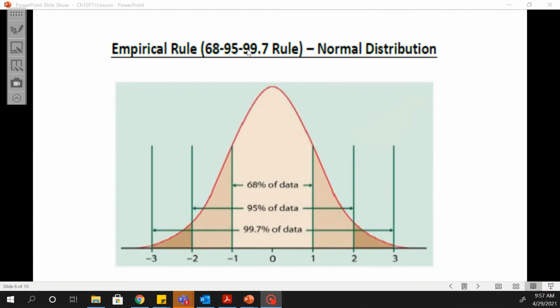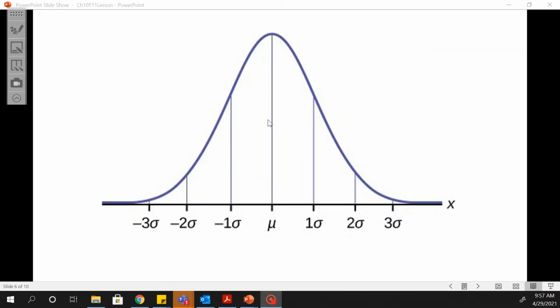This is called the empirical rule. It's the 68, 95, 99.7 rule. It tells us how data is distributed. Okay, it tells us where the data lies if the data is normally distributed. This is another way of looking at it.